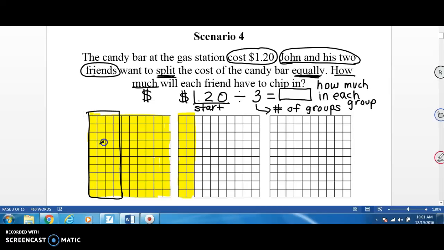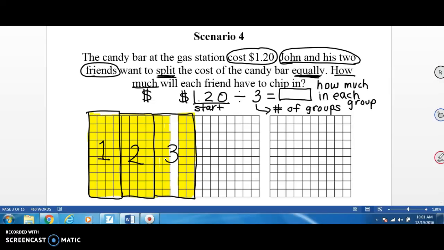So here's group number 1. Here's group number 2. And here's group number 3. Oh my gosh. I don't get it. I did it the opposite way.